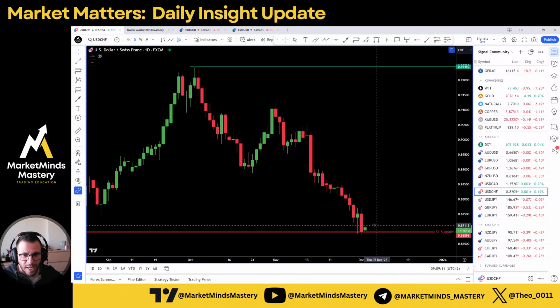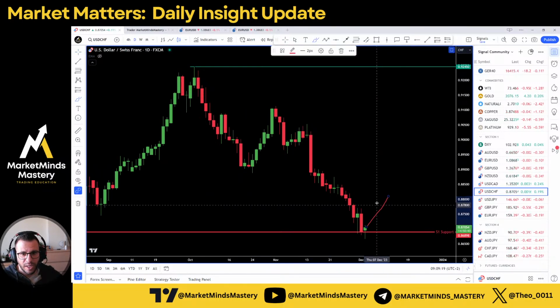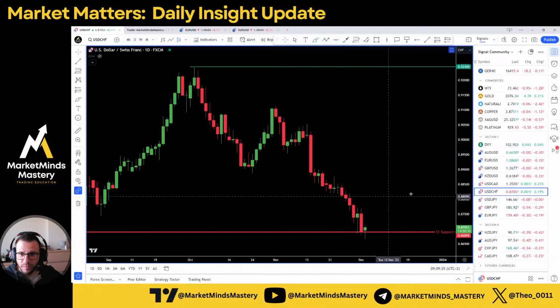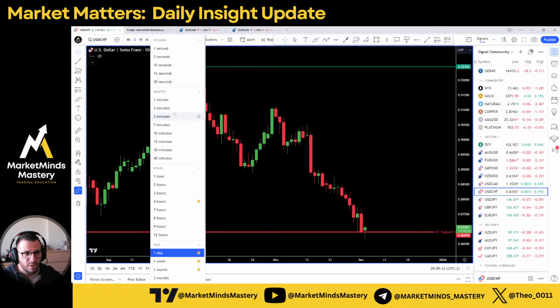So if today price will stay above this support, we are likely going to see some continuation to the upside, especially with a low number on the CPI. Let's check the hourly chart.